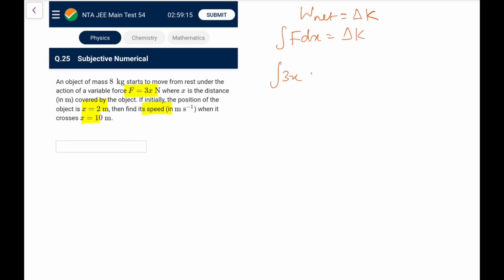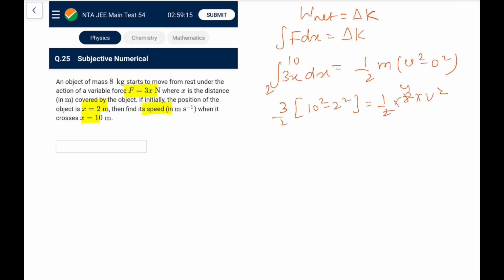So integral of 3x dx from 2 to 10 is equal to half m into v square minus 0 square. So 3x square by 2, 10 square minus 2 square, and half m is 8 into v square. So this becomes 4. So 3 by 2 into 100 minus 4, 96, 96 by 4 equal to v square. So 2, 4, 8, 8, that is 12, 12 into 3 is 36, v equal to 6 meter per second. So it's again 6 meter per second.